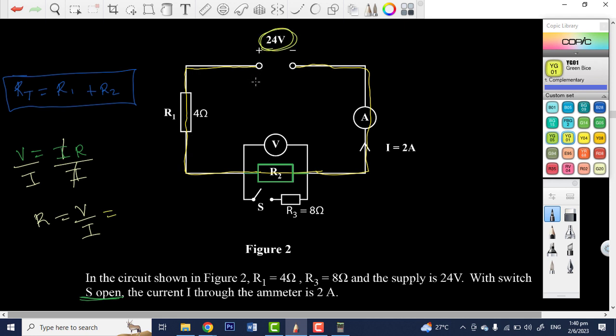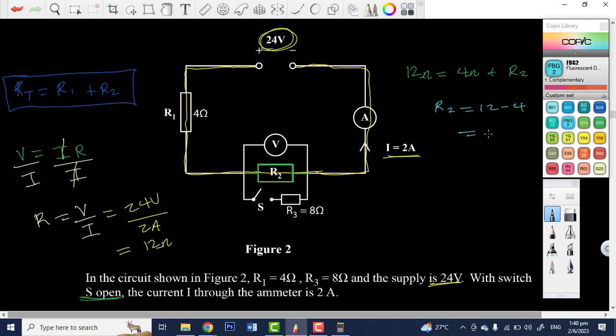So V is this value right here, 24 volts, because they gave us this value. 24 volts divided by I, which is 2 amperes, because as I said, Jaden, the same current will flow throughout the entire circuit. The current flowing in the circuit is 2 amps, which is measured by this ammeter. So that gives us 12 ohms, the total resistance. So the total resistance, 12 ohms, is equal to R1, which is 4 ohms, plus R2. We don't know it. So basic math, R2 is equal to 12 minus 4, which, Jaden, based on your explanation, gives us 8 ohms.